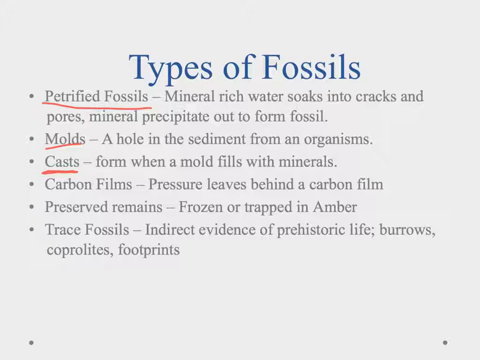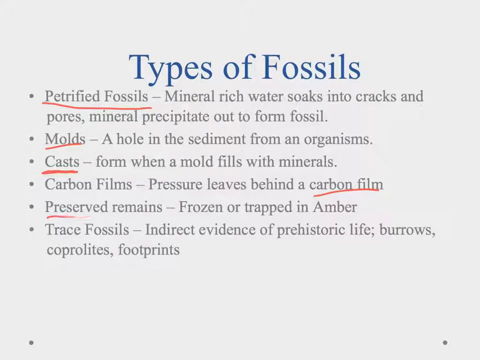Now, if we have something that was living and we apply a lot of pressure, that pressure can squeeze out everything else and it can leave behind a carbon film, and that's what we call a carbon film. And normally these are going to be plants, and it's just going to be like the image of the plant pressed onto another rock or something of that nature.